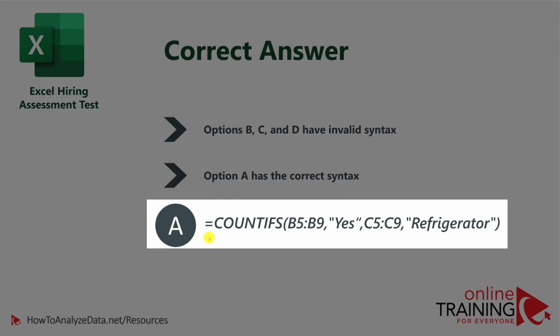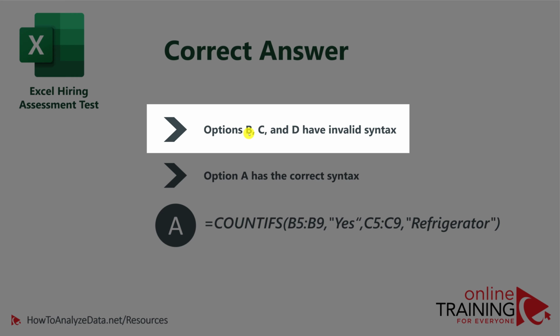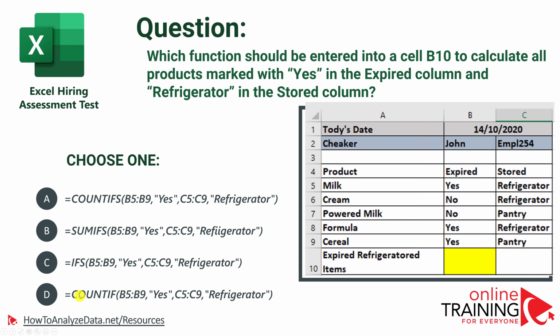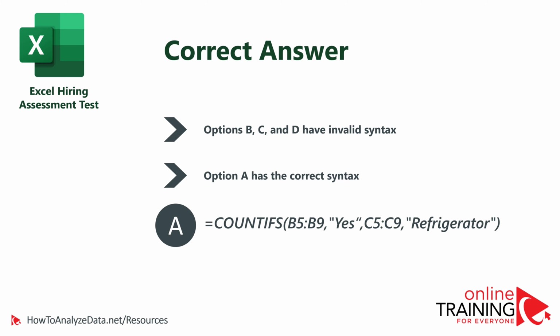So the correct answer here is choice A, because choices B and C not just logically cannot calculate the value, but also have incorrect Excel formula syntax. And for the same reason, choice D is incorrect as well, because it has incorrect Excel formula syntax. And when you put the correct formula into the cell B10, you will see that the final number of products that meet criteria is 2. This was a tough question. Hopefully, you've got this one right.